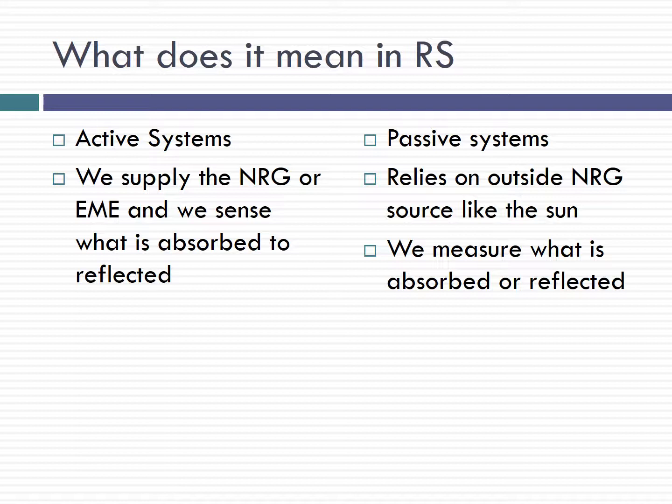So what does all this mean in remote sensing? Well, it means that we basically have two systems that we work with: active systems and passive systems. In an active system, we supply the energy, or the electromagnetic energy, and we sense what is absorbed or reflected. In a passive system, it relies on some outside source of energy like the sun, and we literally measure what is absorbed or reflected. So active, we supply the energy; passive, we use the radiant sources that exist in nature.